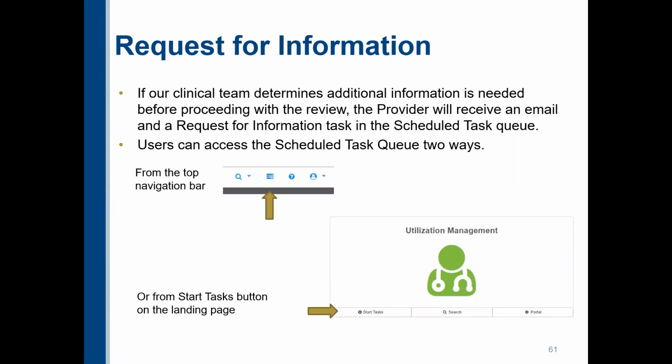If our clinical team in the review process has determined that additional information is needed before they can proceed with the review, you will receive an email and a request for information task in the scheduled task queue. Users can access that scheduled task queue in 2 ways. Again, remember here in the top navigational bar, the 3 horizontal bars indicating a task queue, or you can click on the Start Tasks button here, on the utilization management module that you saw on the landing page.